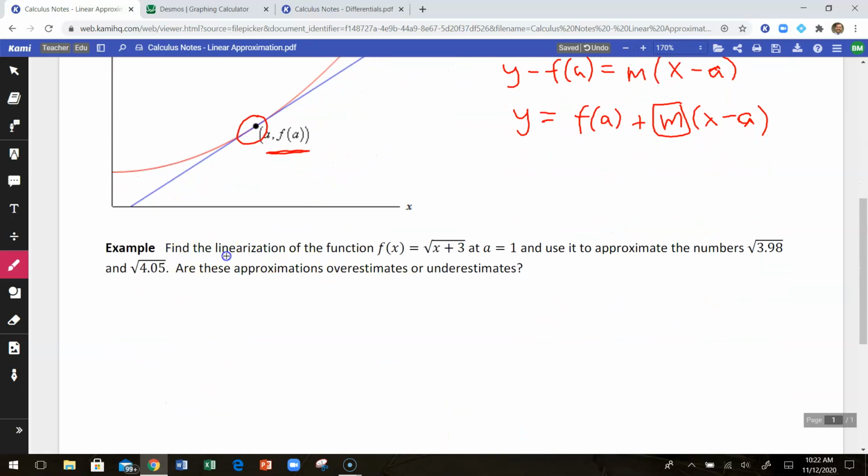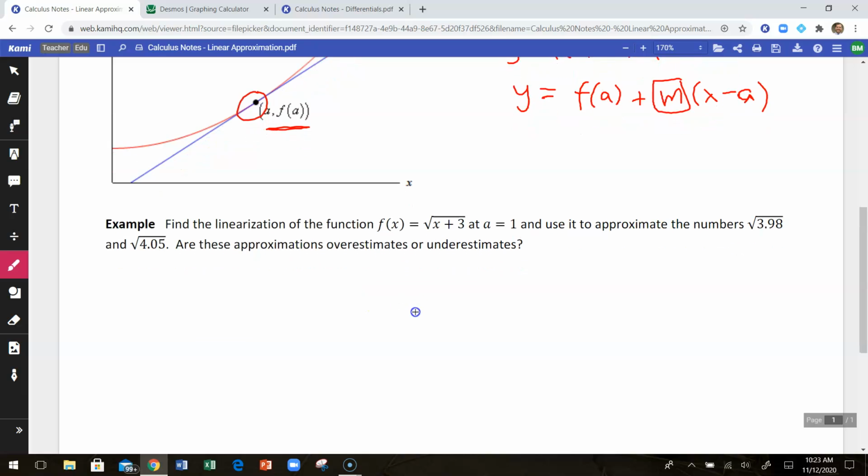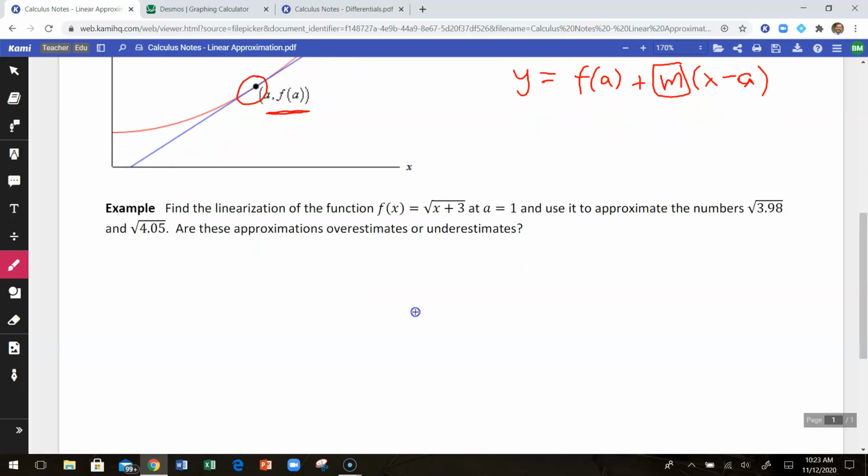So the question is, we want to find the linearization function to the function f of x equals the square root of x plus 3 at a equals 1. And then I'm going to use that to do a couple of approximations. Okay, so the first thing I want to do is think about the linear approximation. Since we're already calling our original function f, I'm going to call the linear function g, just so that I have a different thing in mind there. So g of x, my linear function that I'm going to make for this approximation, is going to equal f of a plus f prime of a times x minus a.